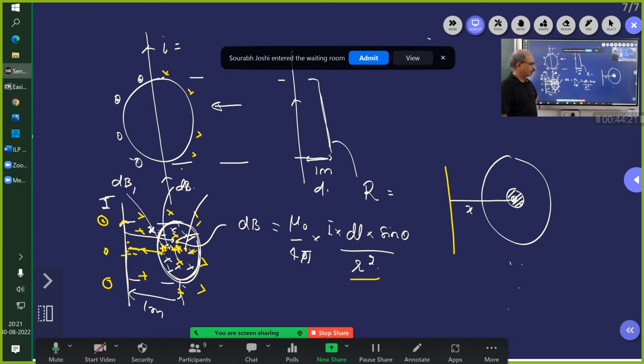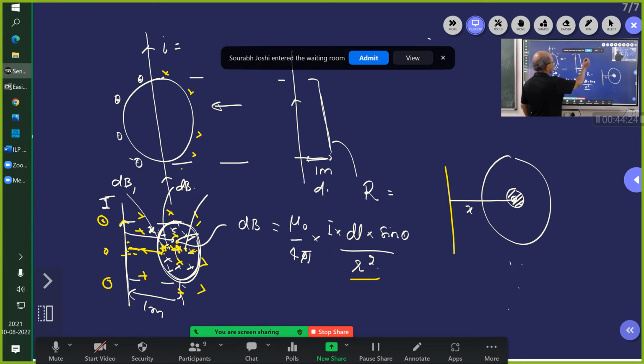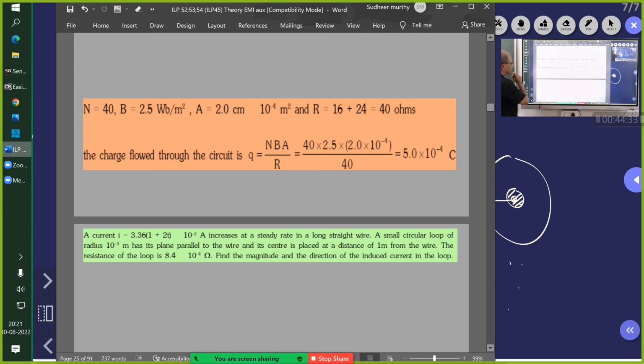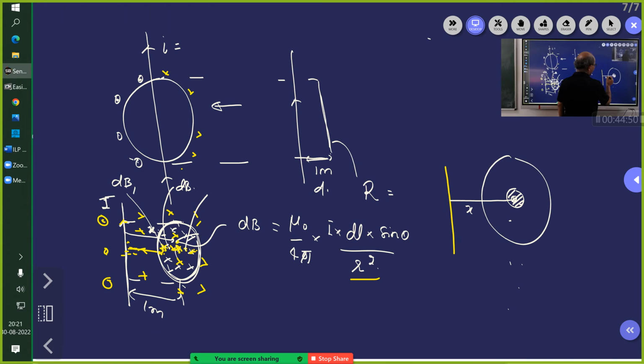Sir, we can simply consider the flux as B into A, sir. But the area is already given, sir. Okay, I think Aniket is right. You are telling to take the flux as B into A. Aniket is telling not to complicate it, because B is different at each point, but to take B at the center as B and calculate the total flux as B into A.